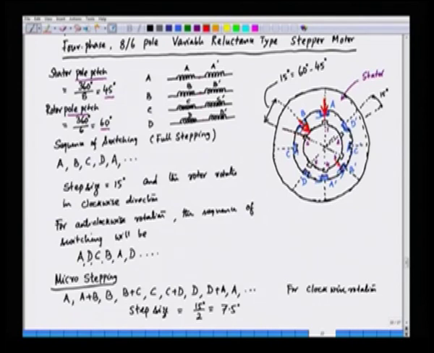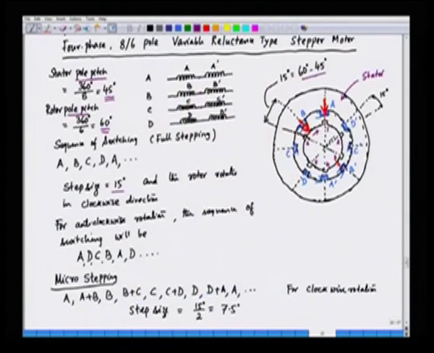And when pole 6 is attracted and gets aligned along phase B, what is the distance covered in terms of angular position? We know that the stator pole pitch is 45 degrees, the rotor pole pitch is 60 degrees, and hence the differential angle, 60 minus 45, is 15 degrees, and hence the rotor rotates in the clockwise direction by an angle of 15 degrees. So, 15 degrees is the step size. We say here that the step size in this case is 15 degrees. And what is the sequence of switching?